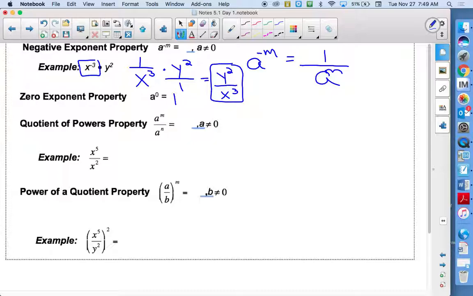Zero exponent property, anything to the 0 power is equal to 1. The last one we have here is the quotient property. So quotient of powers. We have a to the m divided by a to the n. Will, what do you do when you're dividing? What do you do with those exponents? What do we do when we were multiplying?